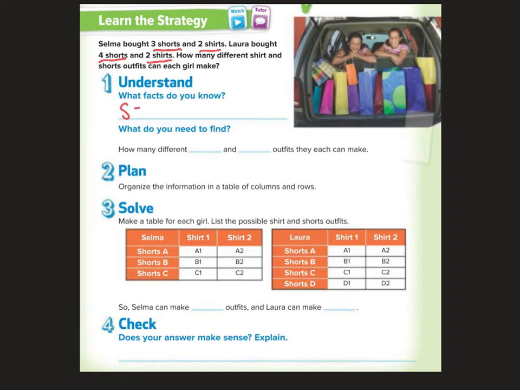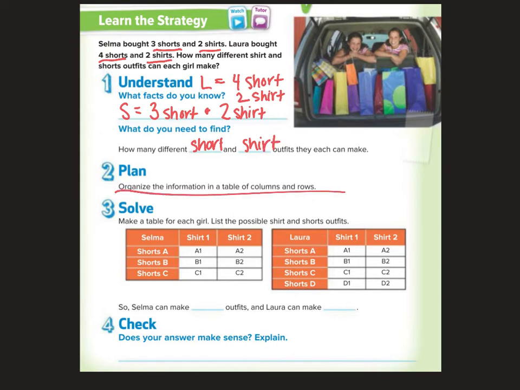So we know Selma bought 3 shorts and 2 shirts. And we also know Laura bought 4 shorts and 2 shirts. So what do I need to find? How many different short and shirt outfits they can each make? So what we're going to do is organize our information in a table of columns, up and down, and rows, left and right.